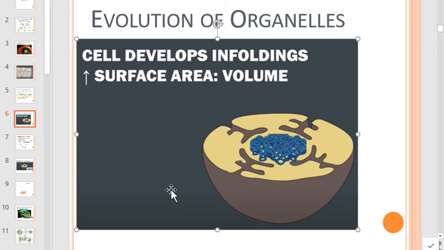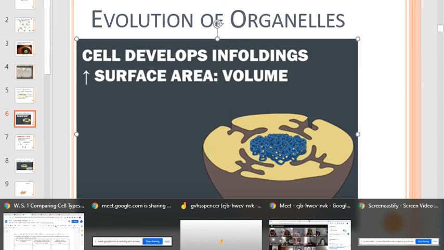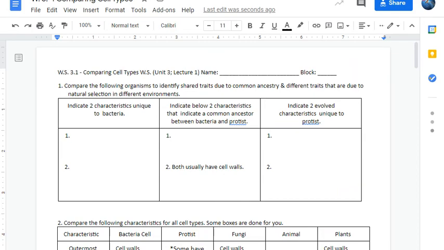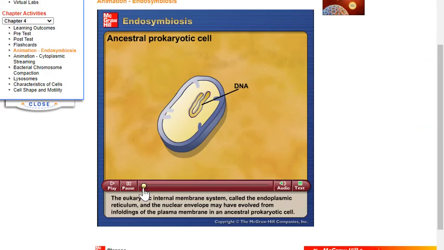Now, let's see if this makes sense. If this is all made of the same thing, if this is all a phospholipid bilayer here, then these cell parts that we have in our eukaryotic cells should also all be made of a phospholipid bilayer, and they are. So this is how we believe that certain cell parts were made in cells. Let me show you this quick animation, okay?